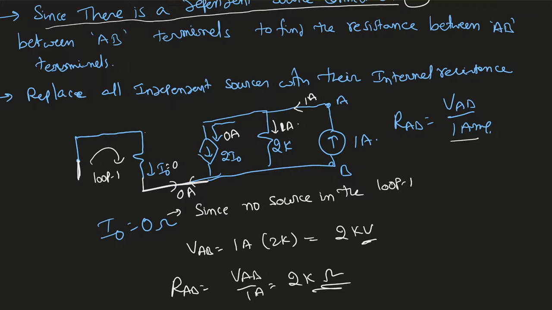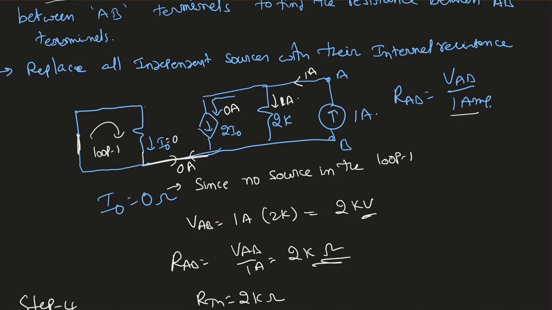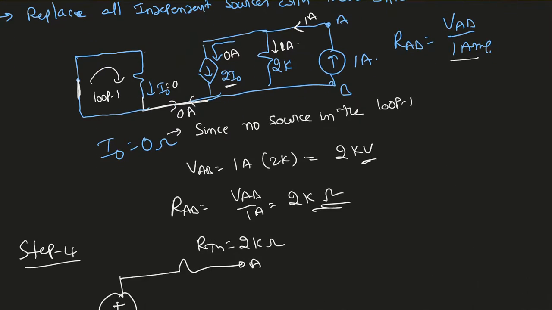Okay, now I0 equals 0, since there is no source in the loop. So this dependent current is going to be 0 ampere. Whatever current comes from the 1 ampere source is going to go through the 2 kilo ohm. So VAB equals 2 kilovolt, and RAB equals VAB over 1, which is 2 kilo ohm.